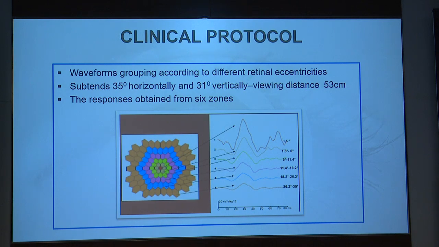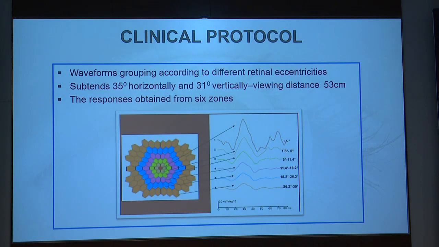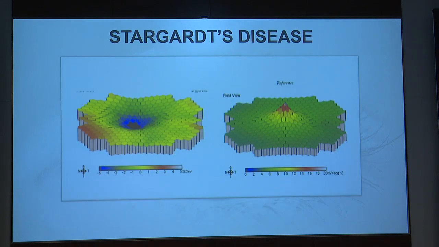The waveforms are grouped into different retinal eccentricities. Horizontally it is 35 degrees and vertically 31. The viewing distance is approximately 35. The responses are obtained from the 6 zones. Why 6 zones? Because there are a lot of toxicities from drugs which show abnormality in the 2nd zone, or sometimes in the 3rd zone. Since it is a topographic mapping, it makes your life very easy to understand whether this is normal or not. So it is always compared.